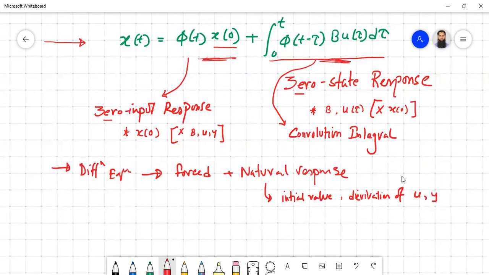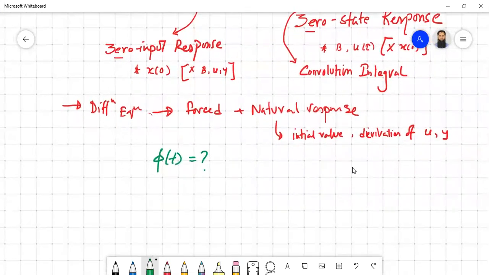Now, before going to the math problem, which will make things a lot easier to understand, you have to figure out something as well. So how can I actually calculate the phi? Let us try to figure out an alternative approach of finding the state transition matrix, that is phi t. How can we calculate phi t in an alternative way?